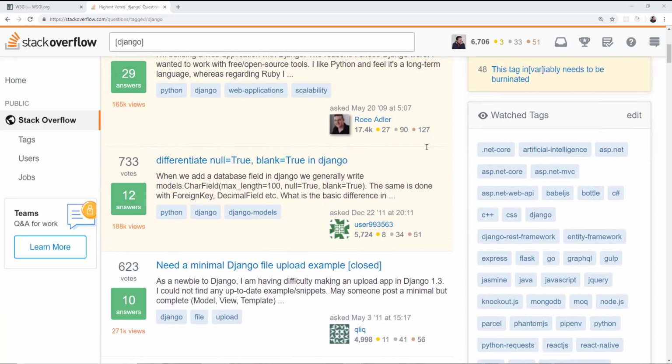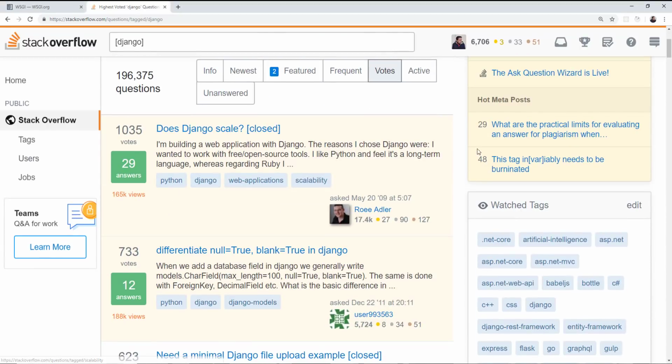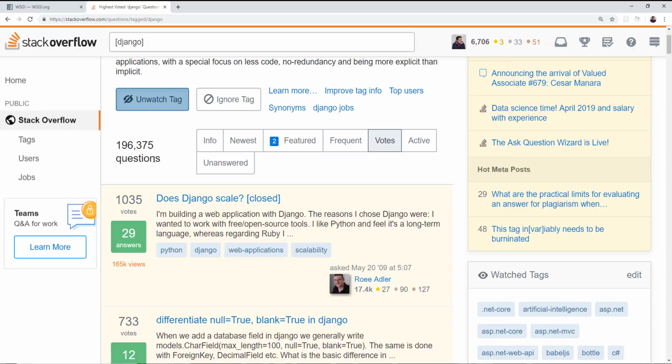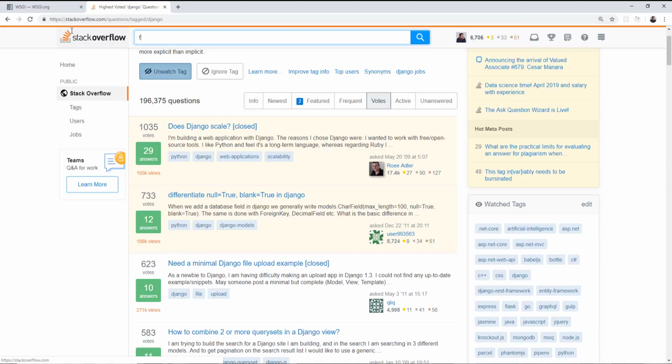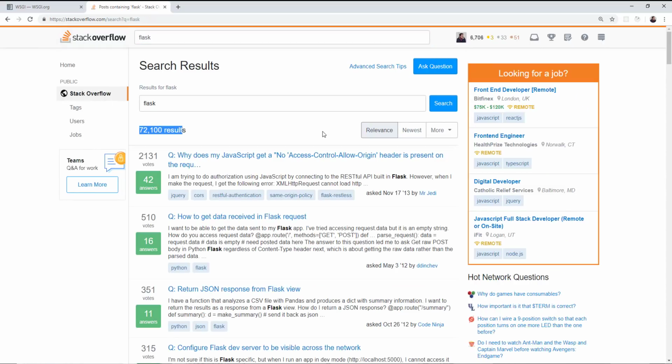So when it comes to community, both these frameworks are very mature. On Django, if you look at something like Stack Overflow and we look at how many questions you have, it's roughly almost 200,000 questions for Django right now. And if we check out Flask, you're going to see roughly 72,000 questions. So the odds are that if you have a question, somebody had it already and the answer is on Stack Overflow.